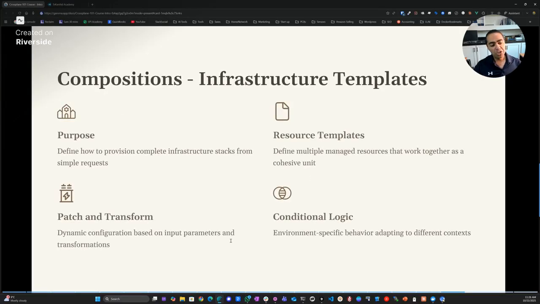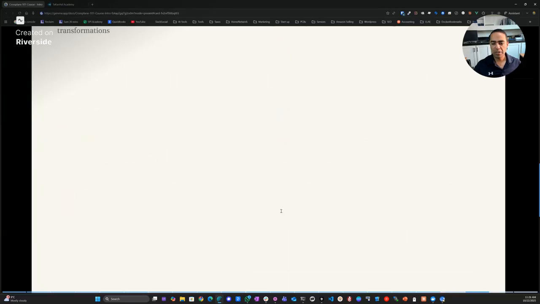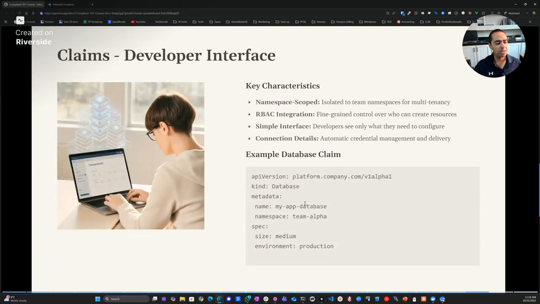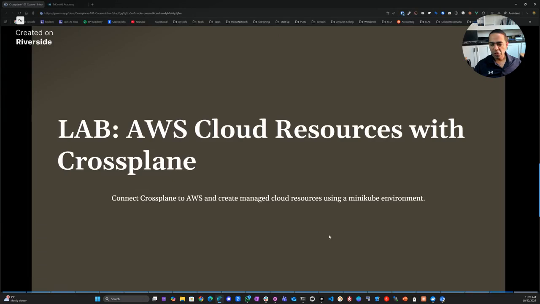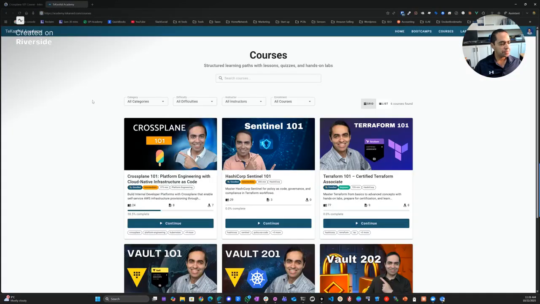And compositions, that's what I said. We're packaging a bunch of resources together so we can spin them up together. And then finally, like I said, claims allow the developer to submit this claim. For example, this database size medium in the environment production, and that will call on the composition behind the scenes and build everything that we need. And with that, let's jump into our lab.